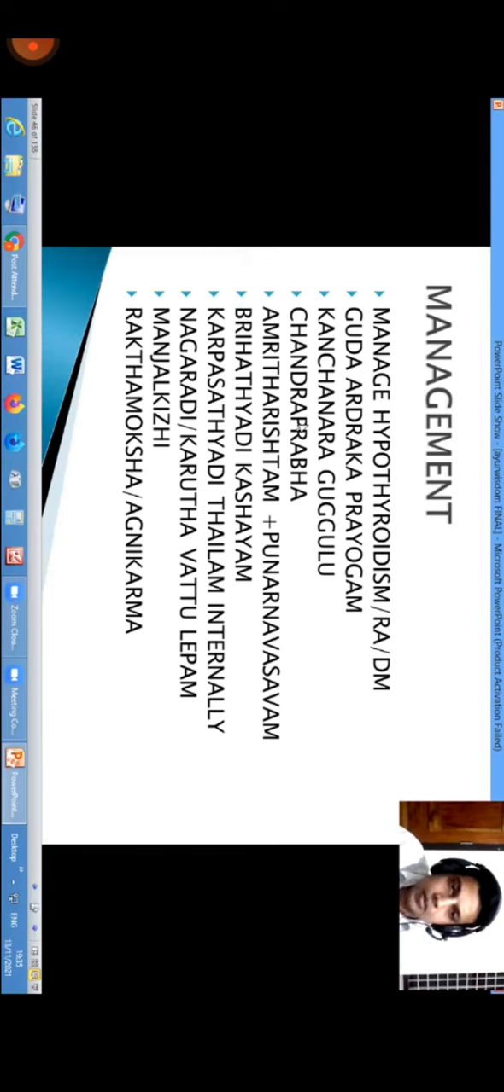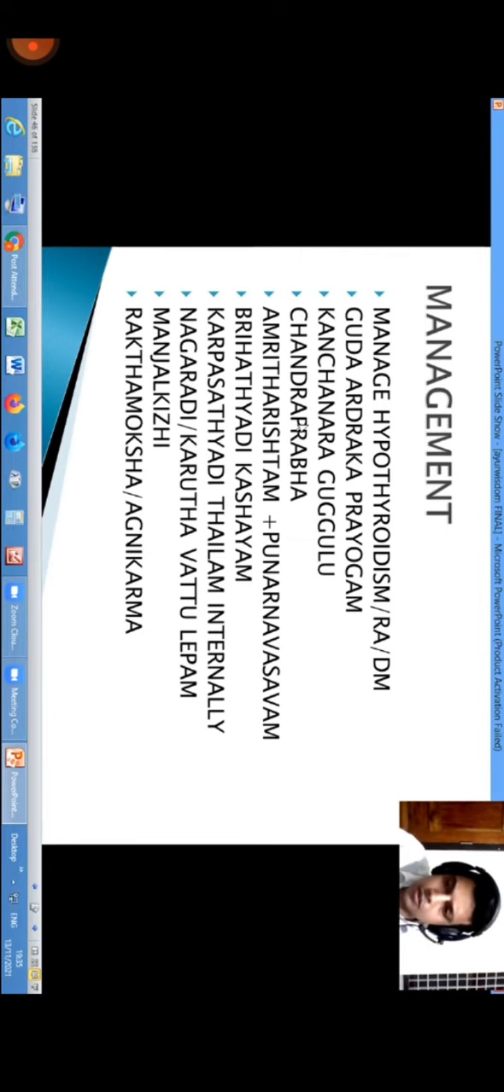And Kanjanara Guggulu, Chandraprabha Guliga, Amurdashtam plus Punarnavasavam initially will give good results. Brahatyadi Kashayam, then Carpocystite Thylum internally. Also we can do Nasya with Carpocystite Thylam. Then Nagaradi or Karatavat Lepam. Then Manjal tree. Manjal tree has very good anti-inflammatory properties, and in initial stages of carpal tunnel syndrome, we can use Manjal tree. And Raktamokshana or Agnikarma.